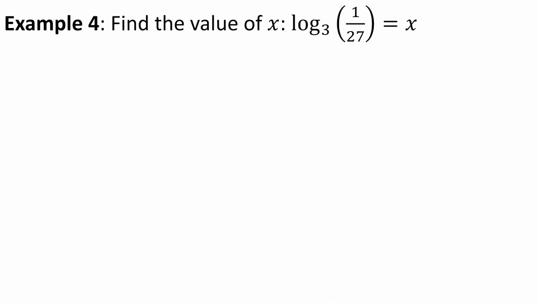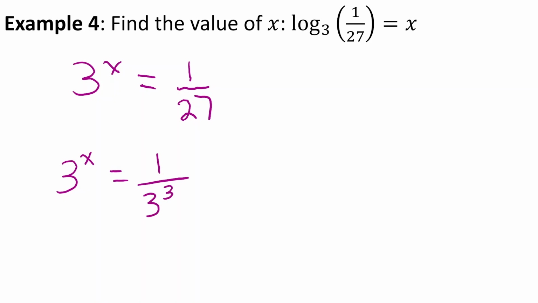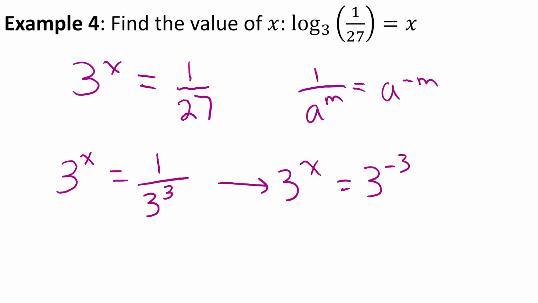Example 4, slightly different but still doable. Log base 3 of 1 over 27 equals x. So first, jumping right into it, exponential form, 3 to the x equals 1 over 27. However, if we want to solve this exponential equation, we need to realize that we need bases of 3. And 27 can give us that base of 3 because 3 to the x equals 1 over 3 to the third power. And if we look back at properties of exponents, we know that 1 over a to the m is equal to a to the -m, which would then give us 3 to the x equals 3 to the -3rd. And voila, we get x equals -3.